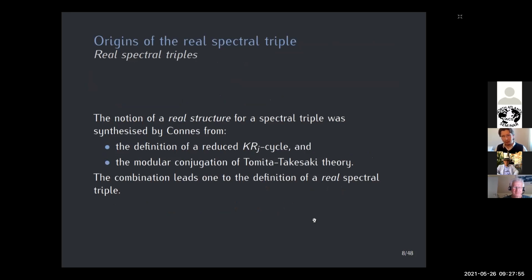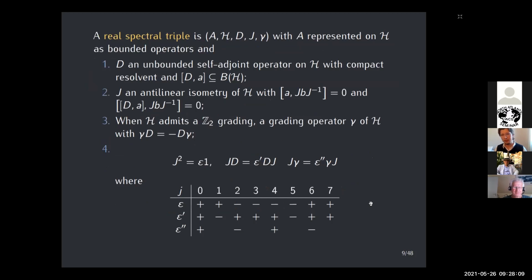There are 2 main sources of inspiration. One is the definition of the reduced KRJ cycle, which we just saw. And the other one comes from the modular conjugation of Tomita-Takasaki theory. So the definition of a real spectral triple, which I'll give here, as you can see, is exactly the same as that for a reduced KRJ cycle, where here the table of signs is given explicitly.